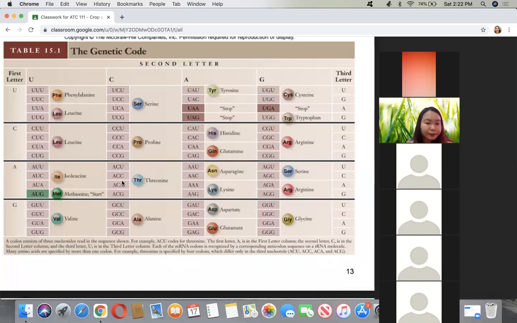And merong nakalagay dito AUG, methionine start, no? And meron din siyang stop. So it means nag-start dito kasi nga start, no? And here nag-stop din ang codon at this point. Kaya wala siyang kanang identified na amino acid and is as well as here.